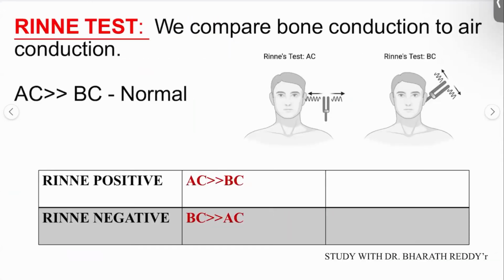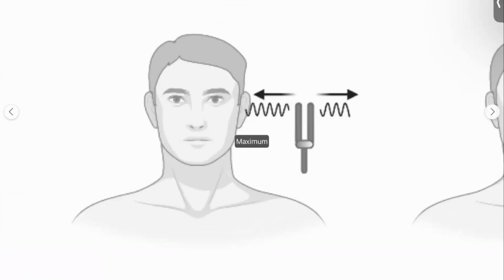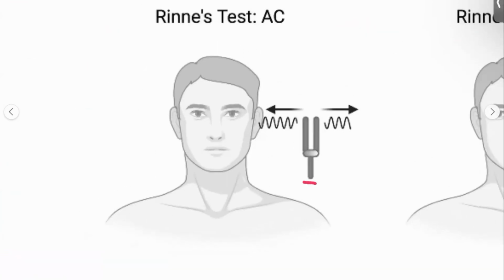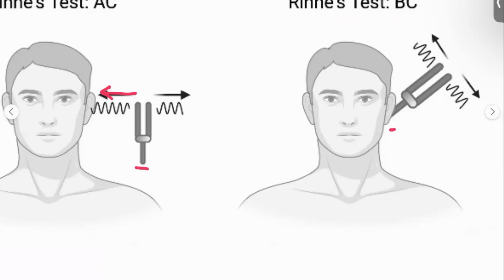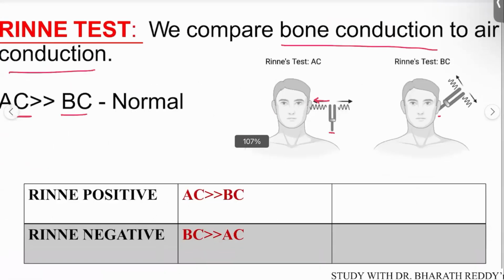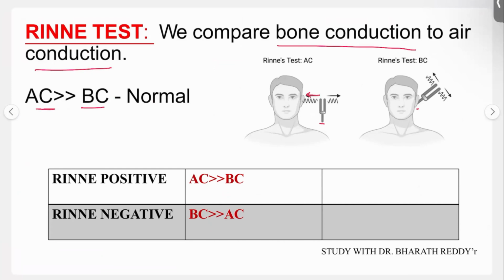So first let's start to interpret Rinne's test. In Rinne's test, we always compare bone conduction to air conduction, and what we are checking is usually your external ear and the middle ear only. In the normal ear, air conduction is always better than bone conduction. Whenever you vibrate the tuning fork and place it beside the ear, the air conduction is better appreciated by the patient than the bone conduction, which is placed on the mastoid bone.